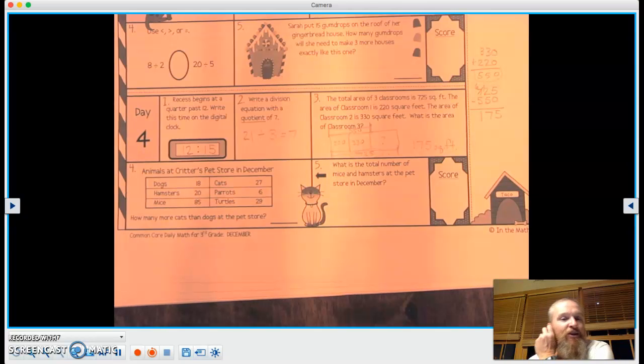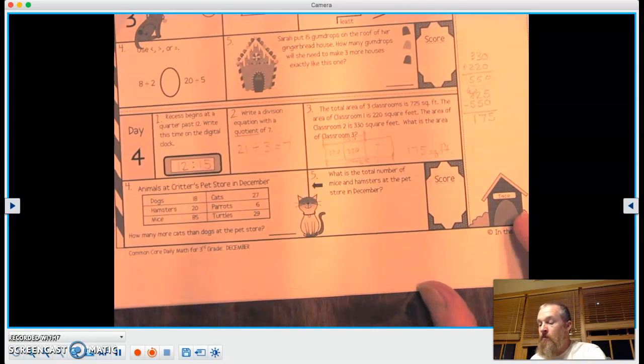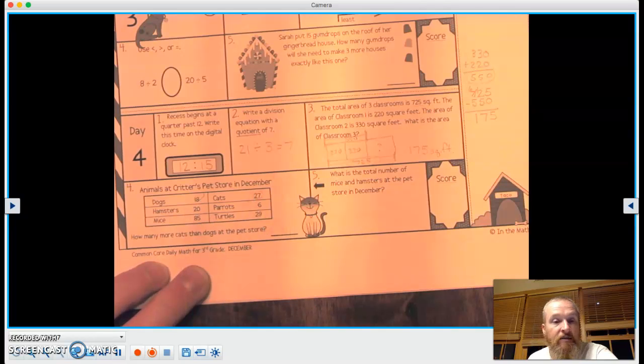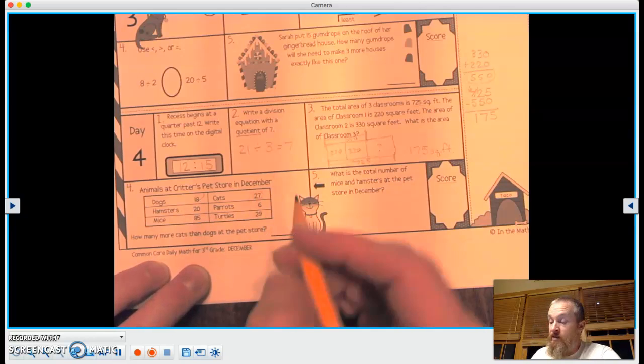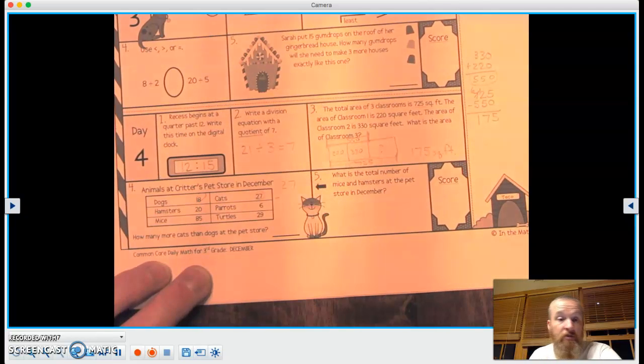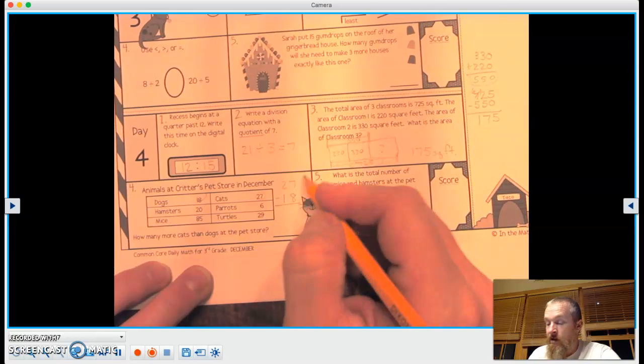Okay, animals at Critters Pet Store in December. There's dogs, hamsters, mice, cats, parrots, and turtles. How many more cats than dogs at the pet store? Okay, well, we have to know how many more cats than dogs. So let's take a look. There's 27. And we're going to compare. So we're going to subtract the difference, which is 18. And that's going to be our answer.